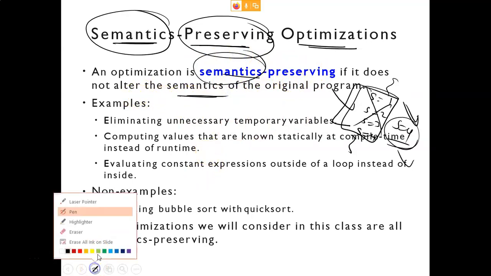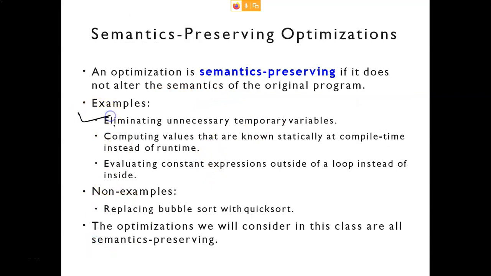For example, eliminating unnecessary temporary variables, eliminating common sub expressions, and dead code elimination. In the last class we have seen dead code elimination, where you are removing those things. Those things do not change the semantics of the program, so these things are allowed.